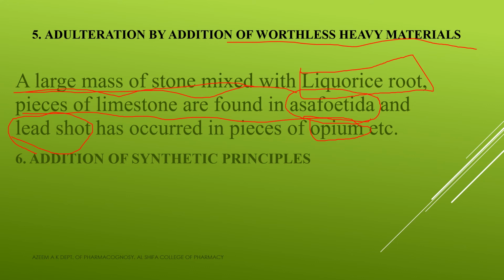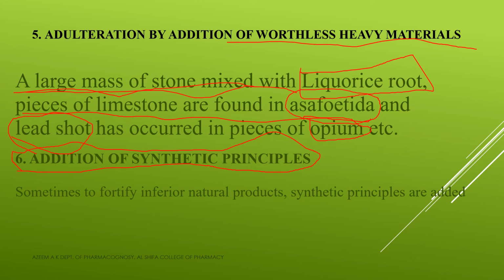Now we can see the sixth type of adulteration, that is addition of synthetic principles. Addition of synthetic principle. Clear? Here sometimes, to fortify inferior natural products, synthetic materials are added. Natural products, if you keep them for a long period of time, may deteriorate. So in order to fortify that natural product, sometimes artificially manufactured synthetic substances are prepared and added along with the natural product, and in that case the natural products can be fortified and the quality can be improved.